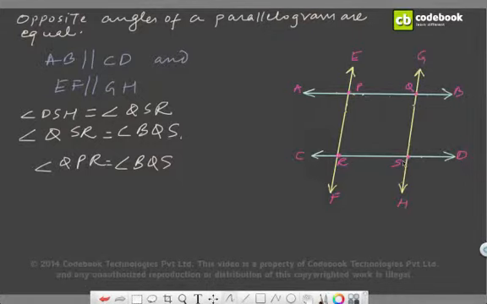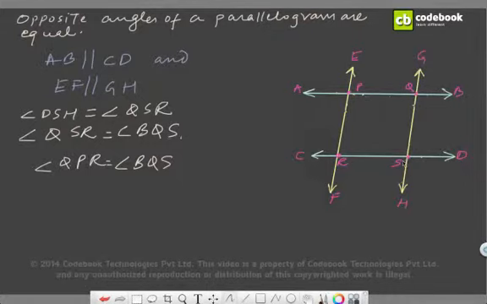The opposite angles of a parallelogram are equal. We have been given AB is parallel to CD and EF is parallel to GH, and we are required to prove angle QPR is equal to angle QSR and angle PQS is equal to angle PRS. So this is what we are required to prove. So let's try to prove this.